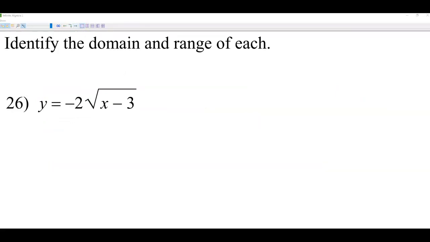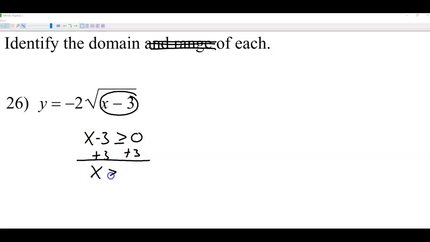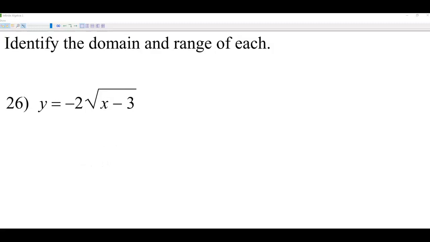All right, we want to identify the domain of this function. It says identify the range. We're not going to do that, just the domain. So to identify the domain, you take the radicand, you make it greater than or equal to 0, and you solve for x. So the domain is x is greater than or equal to 3. And what this means is that x can be any number that's greater than or equal to 3. It can't be anything else, though.